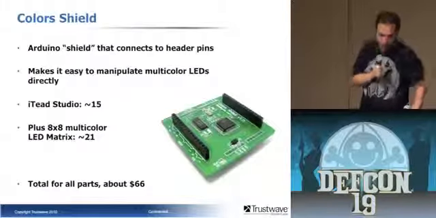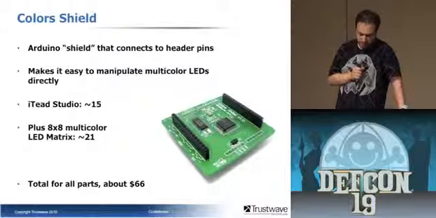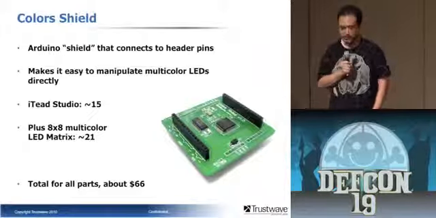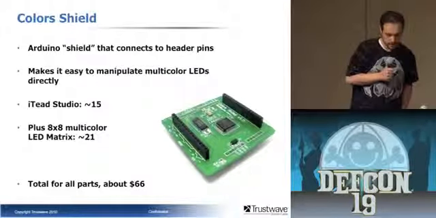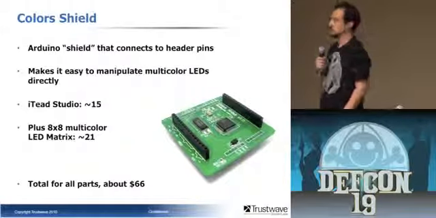There's also something called a color shield. This is a really cool little thing. The add-ons for Arduino are called shields, so when you see the word shield, that means it's an add-on board for the Arduino. And this one is a shield that has a chip on it to control LEDs, so it makes it very easy.